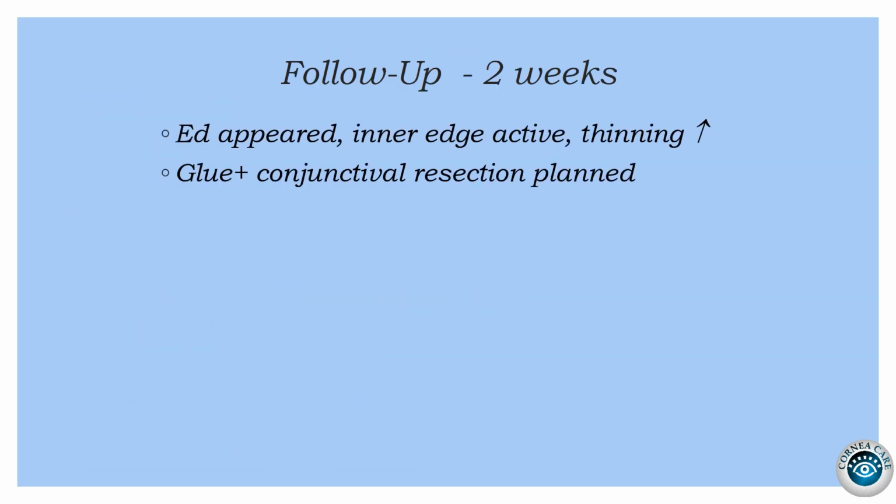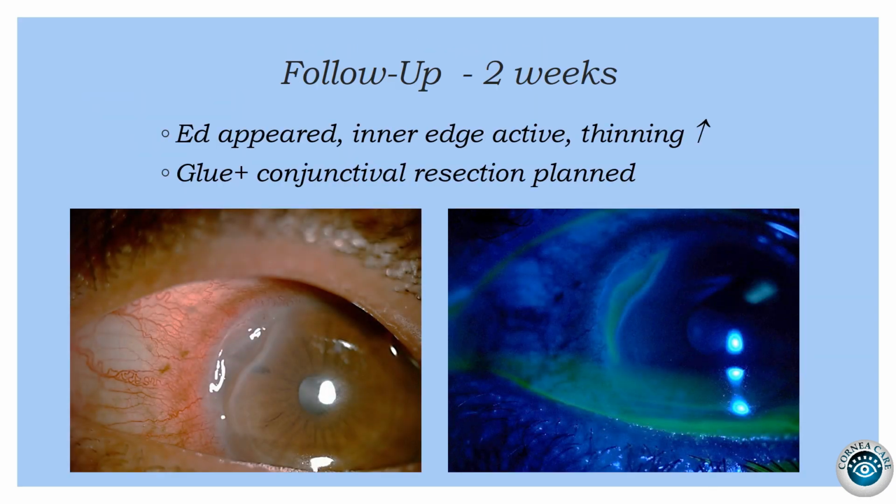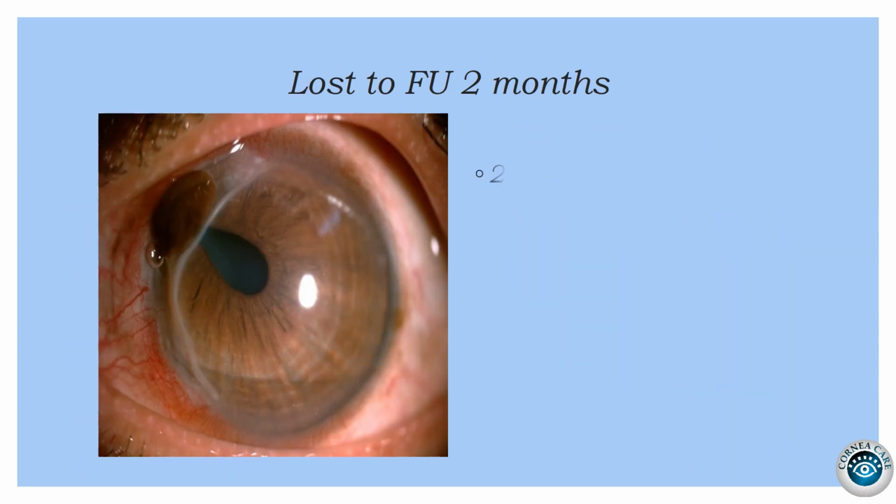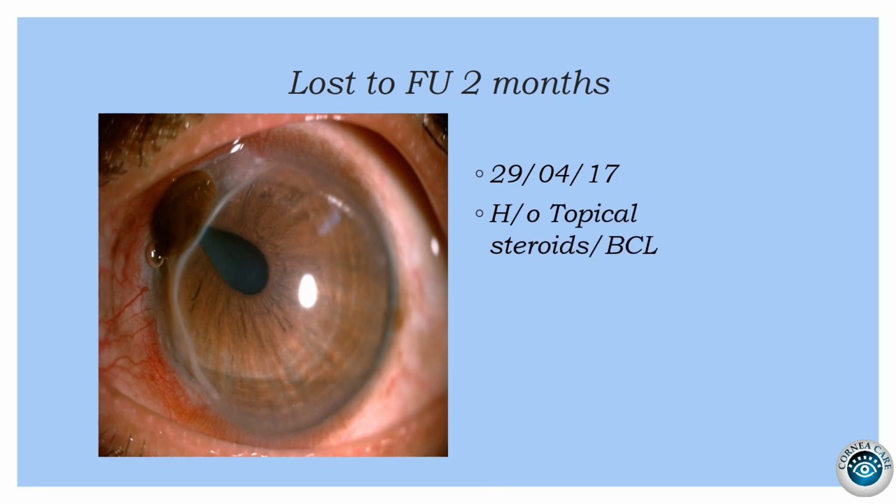But on 2 weeks follow-up, the epithelial defect had widened and edges appeared active. Glue and conjunctival resection were explained to the patient. He got so frightened that he vanished, to return after 2 months with a BCL over prolapsed iris. Even now, there was not much activity at advancing edges, and it appeared that the initially thinned out area at 10 o'clock had melted now.